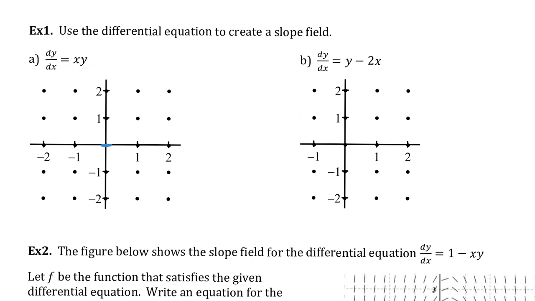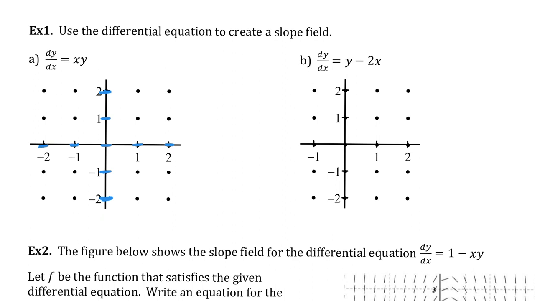Well, 0 times 1 is still 0. Actually, everywhere x equals 0, dy/dx is going to equal 0, because 0 times anything is 0. So let's go to (0, 1), (0, 2), (0, -1), (0, -2). Okay, and actually, everywhere that y equals 0, dy/dx will also equal 0. So let's go to (1, 0), (2, 0), (-1, 0), (-2, 0).